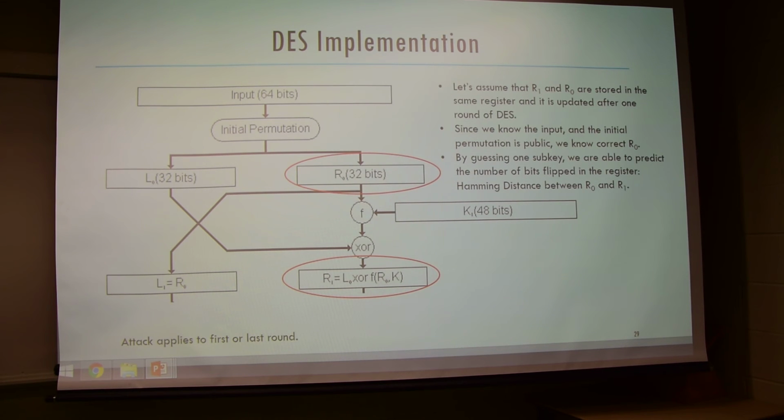Since we know the input, here, as an example, we are attacking the first round. In the last attack, we were attacking the last round, but the attack can be applied to both first and last round. Since we know the input and the initial permutation is public, we know the correct R0, right? Then we guess one subkey. We are able to predict the number of bits flipped in the register, which means the Hamming distance between R0 and R1.